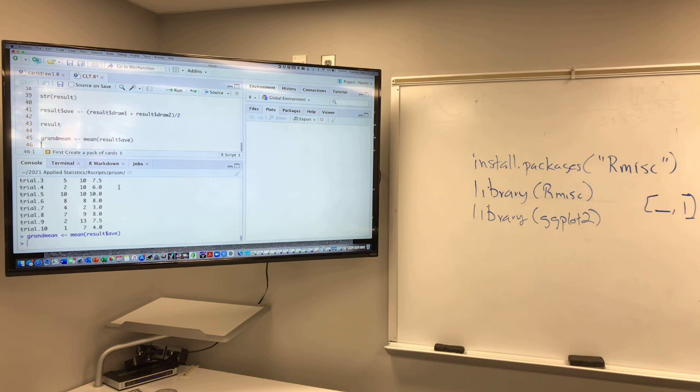And because you assigned it, it runs the code, but it doesn't tell you what the grand mean is. But you can get it by just typing in grand mean. And you see that the grand mean here for my data set is 7.55, which is pretty close to 7, which is what you would expect of a distribution of sample means. The mean of that distribution of sample means should be close to the population mean.